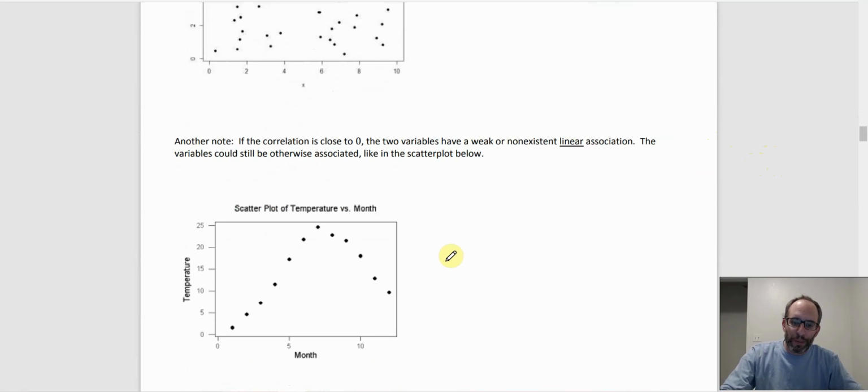So average temperature versus month, this is just going to repeat year after year, right? It's going to go up, then it's going to go down, and then up, then down. And you would get a sine wave type shape where there would be a clear pattern there, but also one that's not linear.